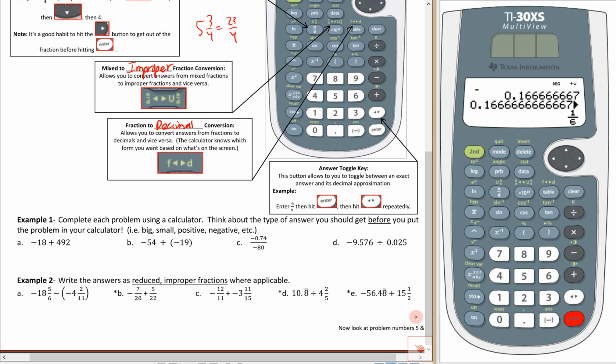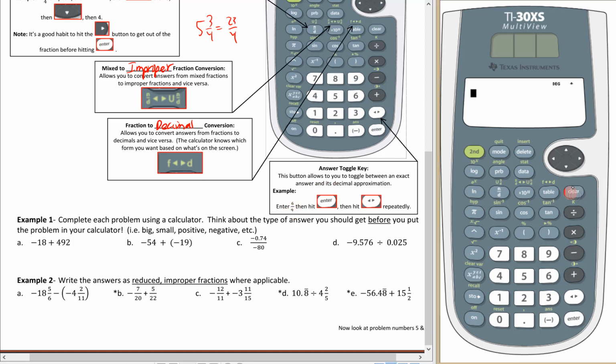Now, there is one more key that a lot of calculators do not have. It's this answer toggle key, and what it allows you to do is toggle back and forth between an exact answer and a decimal approximation. So here's what we're going to do. We're going to take 6/9 and put this in here. You don't have to clear things off, but if you want to, you can. So I'm going to hit that button right there, and we're going to type in 6 on the top, and 9 on the bottom.